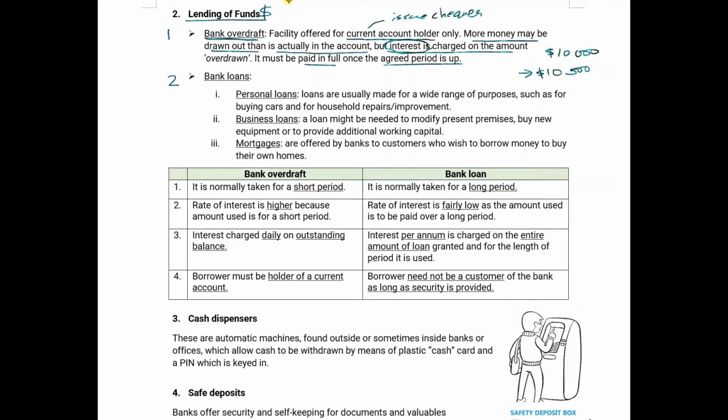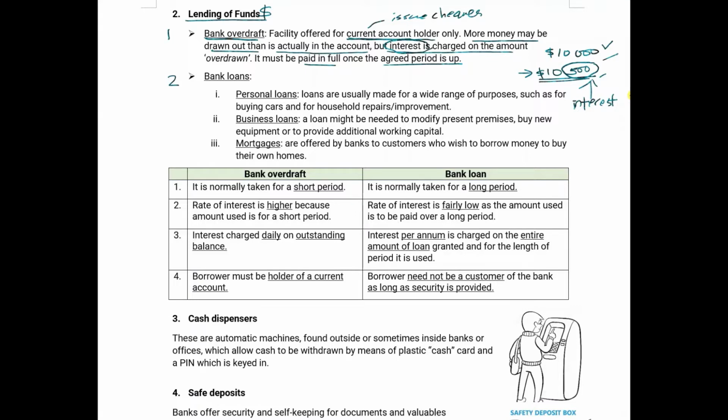So a bank overdraft means you overdraw more than you actually have in your current account. But on this overdrawn amount of 500, you will be charged a certain percentage of interest. So this is known as bank overdraft: drawing out more than you currently have in the bank account. And this is being offered to the current account holder only.